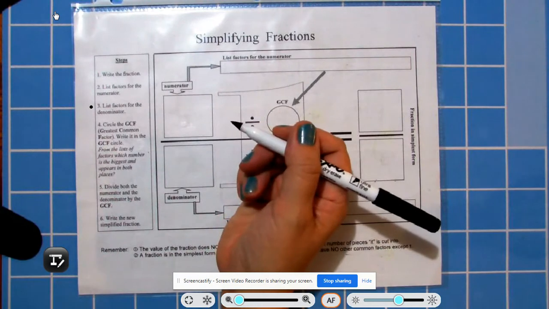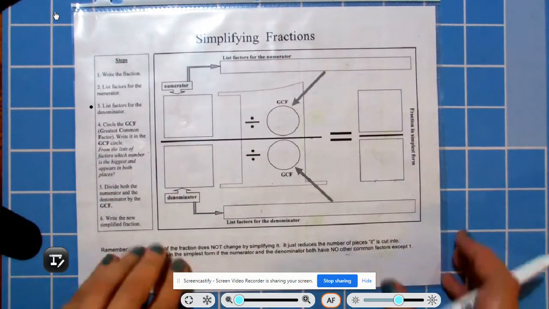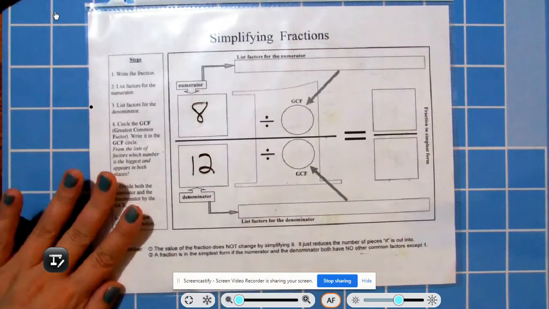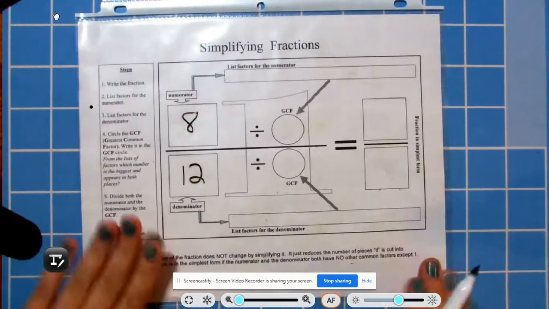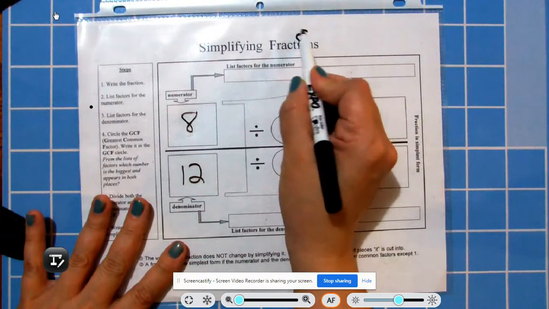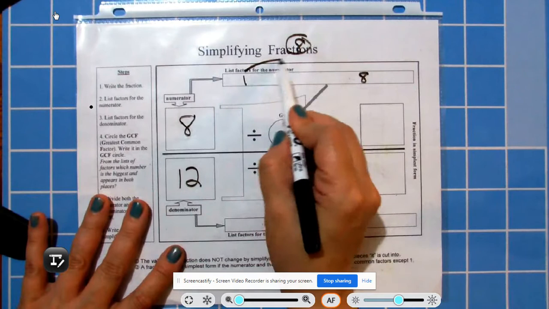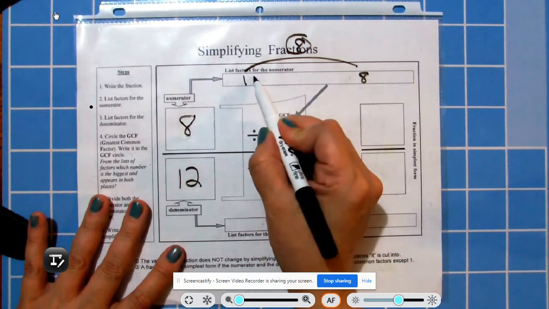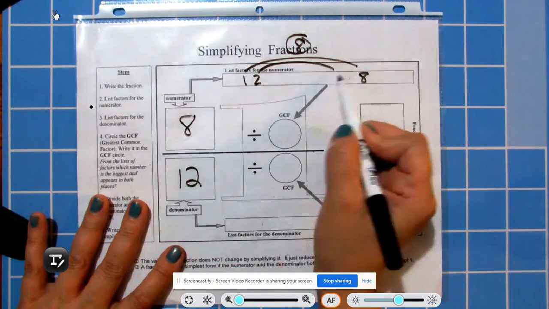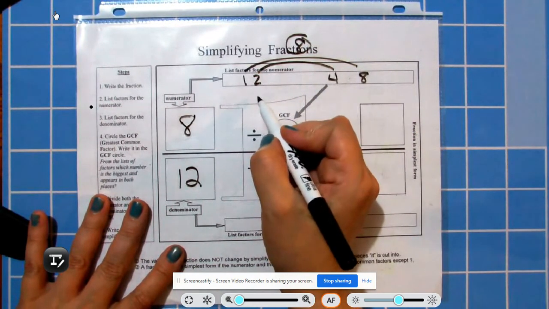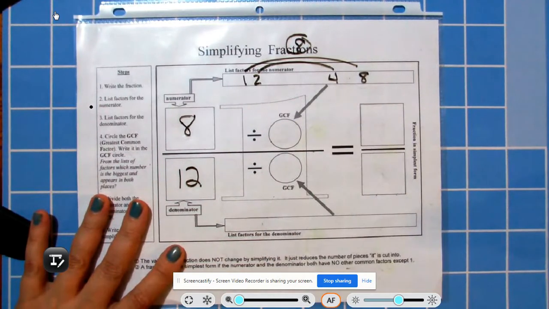All right, let's simplify. Let me find a good one. Okay, I got one. Let's do 8/12. 8 is not a factor for 12. So we are going to factor the number 8. 1 times 8. 2 will work because 8 is even. So 2 times 4. All right, 1, 2, what about 3? 3, 6, 9, 12, 15, 18. Nope. What about 4? We already have 4, so that means we're finished.